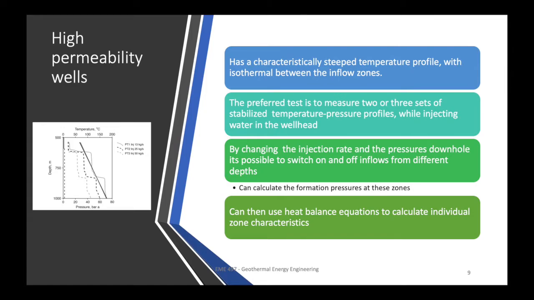The preferred test method is to measure 2 or 3 sets of stabilized temperature pressure profiles while injecting water into the wellhead. By changing the injection rate and the pressure downhole, it is possible to switch on and off the inflows from different depths. From this, you can calculate the formation pressures at the zones. You can use the heat balance equation to calculate individual zone characteristics.